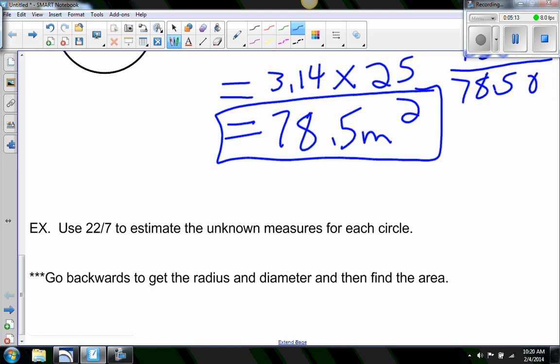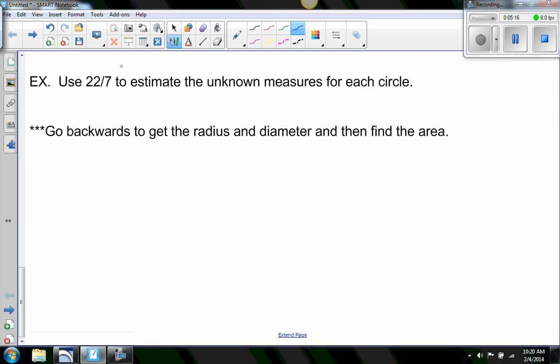So then you will have some that are a little more difficult than that. When you have to use this 22/7, sometimes it gets a little crazy, but you still just follow the rules. So if the directions say use 22/7 to estimate the unknown measures for each circle, let's start with circumference.